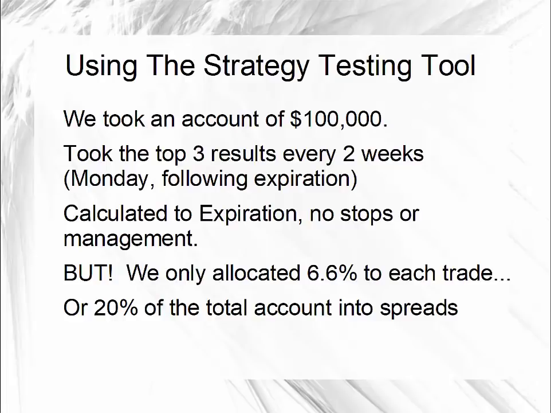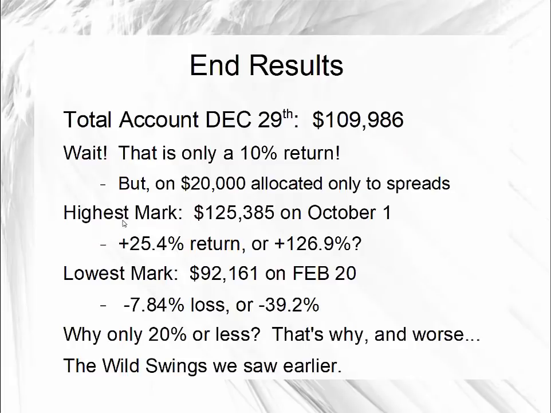But taking the $100,000 account, we only allocated 6.6% of that total portfolio value into the top three trades, which means only 20%, roughly $20,000, of that whole portfolio was ever allocated to credit spreads. Now, the end results, the account value using the trades that would have matched the criteria on Power Options for the bull put weekly screen on December 29th was $109,986. And you could say, wait, that's only a 10% return. You're right. It's a 10% return on the full $100,000. But remember, we only allocated $20,000 to spread trades.